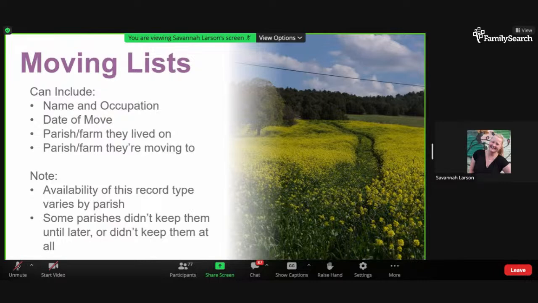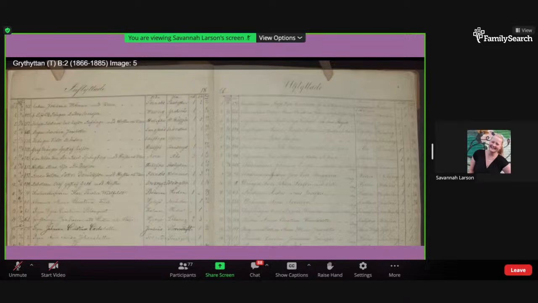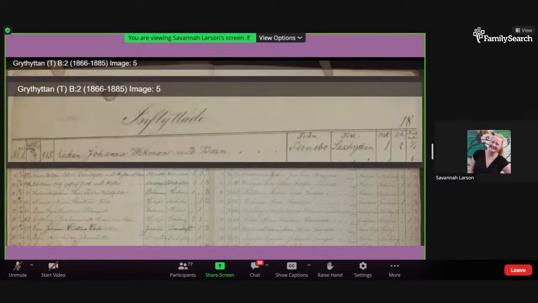This is what one looks like. This page particularly has the moving in on one side and the moving out on the other. Some have them in completely separate parts of the book, but this is the format I see most often, so this is why I chose this example. So if we look on the moving in side, here you'll get a couple different things. First, you'll get the number of the person moving into the parish. So every year they start the number system over again. So this is the first person to move into the parish for the year. You've also got the date that they moved in.